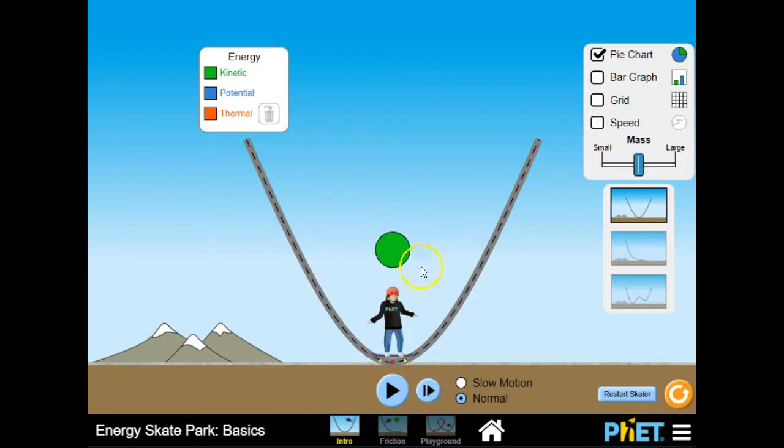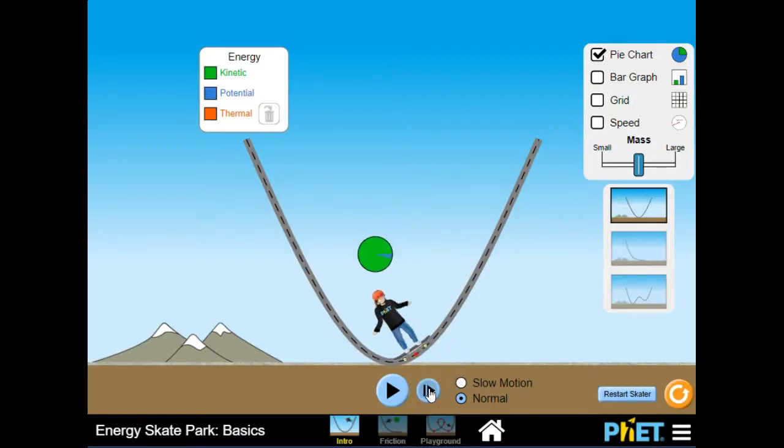At the very bottom, suddenly the skater is only kinetic energy. This is the point the skater is probably going to be going the fastest if we were watching. It's also the point at which it can't fall anymore. The skater cannot fall any further. This makes the potential energy gone.